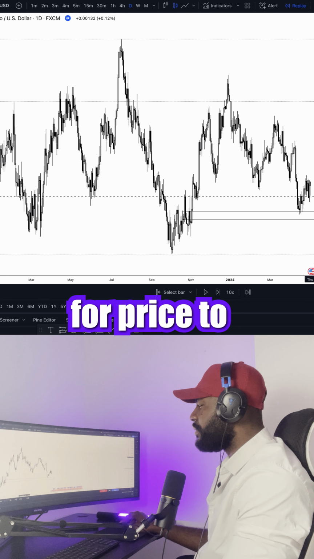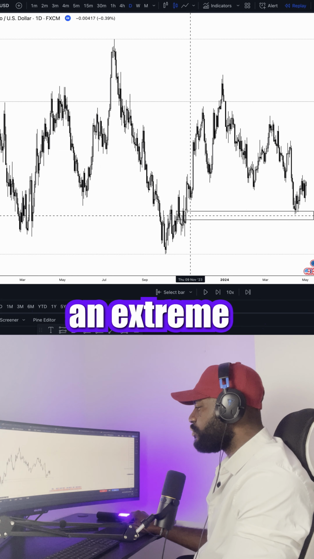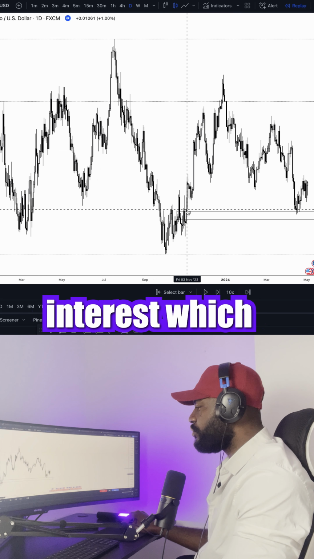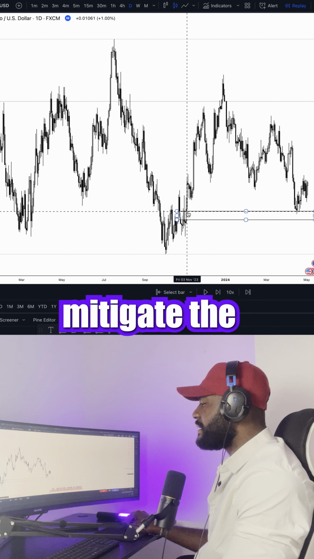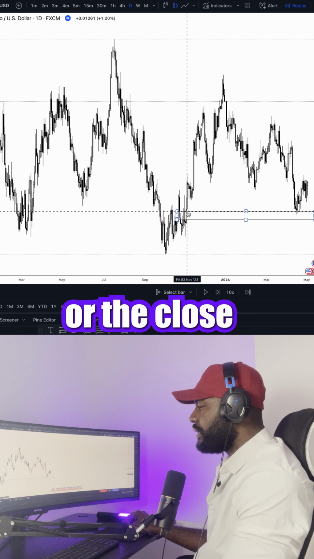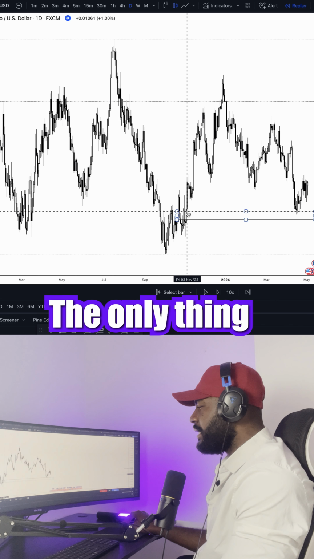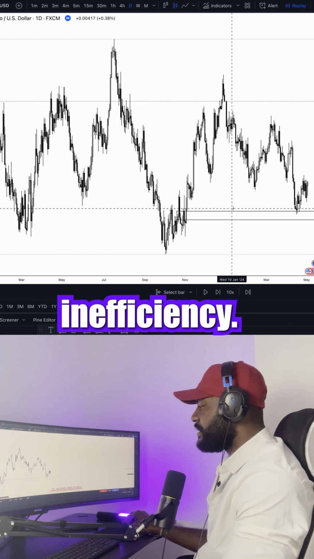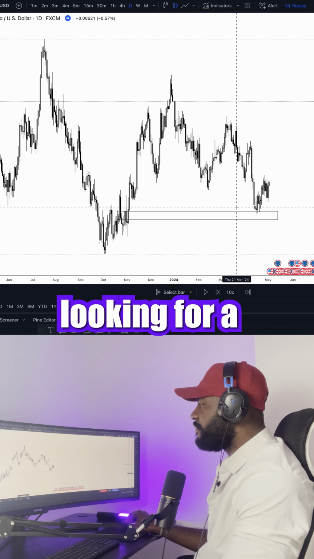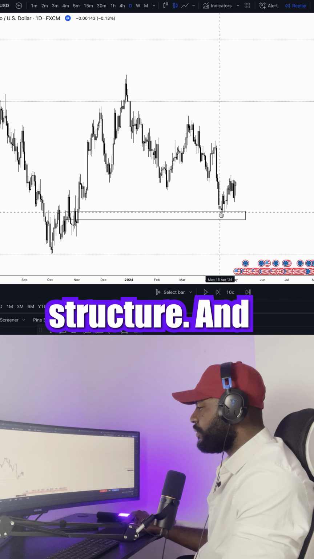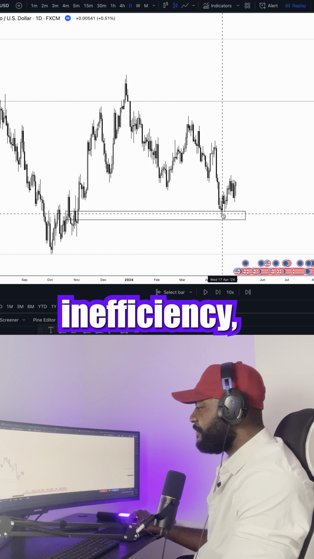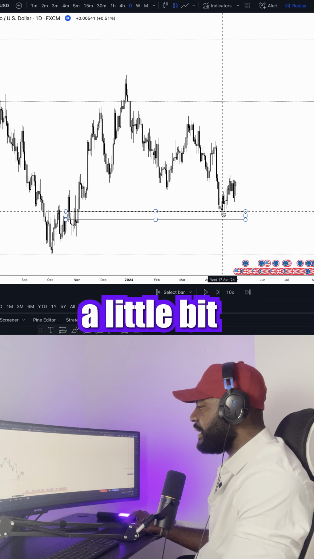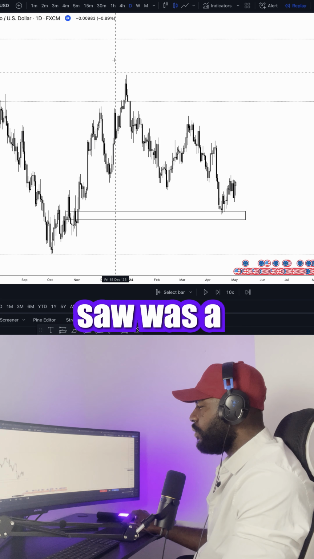So I'm anticipating for price to come down into an extreme discount, and I'm looking for a point of interest, which is an inefficiency. Price mitigating this inefficiency, I don't really care whether it's going to mitigate the open, the 50%, or the close of the inefficiency. The only thing I want to see is a tap into that inefficiency. The moment price is in there, I'm looking for a 30-minute break of structure. As you can see in this case, price didn't even mitigate the entirety of that inefficiency. It only tapped into it a little bit.